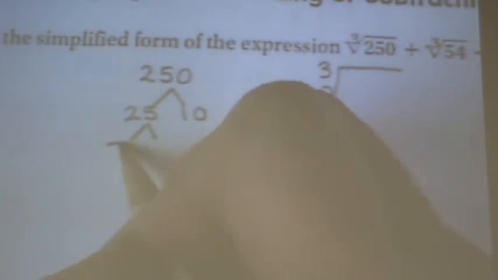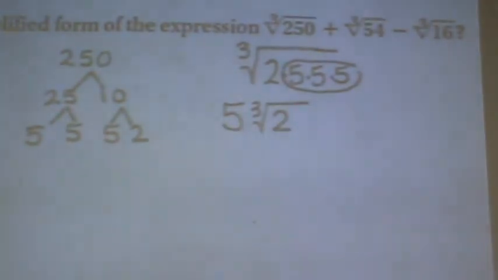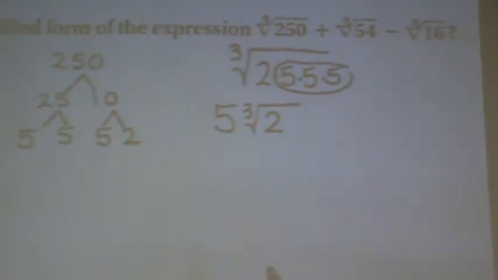Well, how do you simplify 250? If I look at 250, 250 is 25 times 10. And 25 is 5 times 5, and 5 times 2 is 10. So 2 times 5 times 5 times 5. So 3 5s, I'm looking for 3 of a kind. So 5 times the cube root of 2 is cube root of 250. Are you guys good with that?